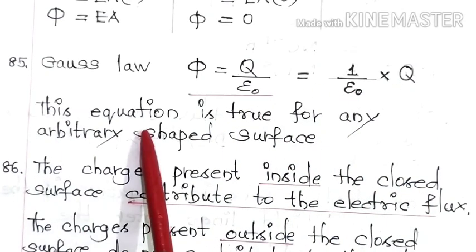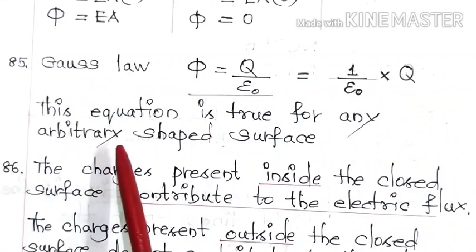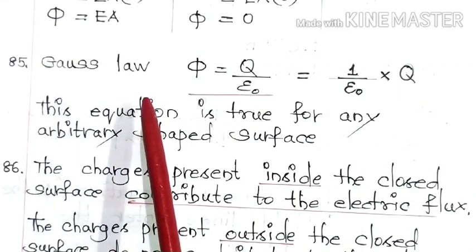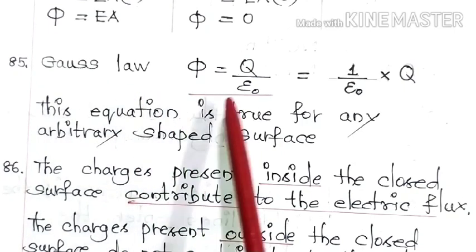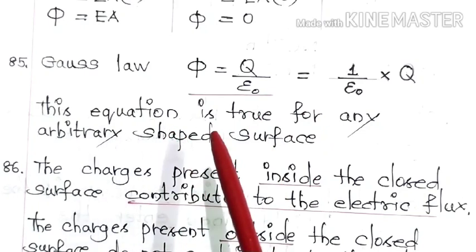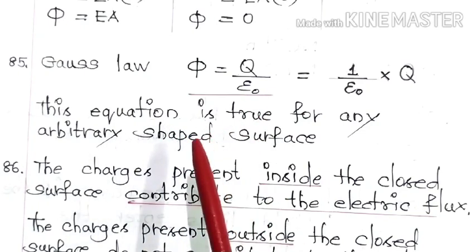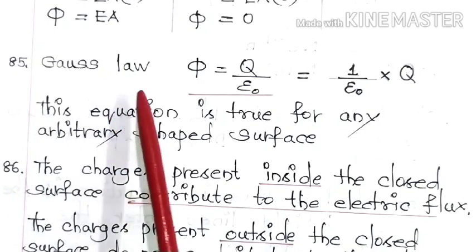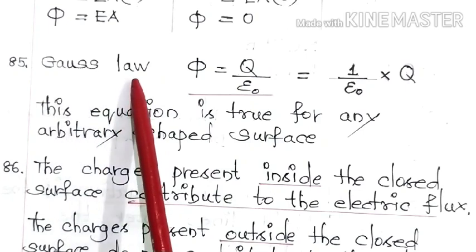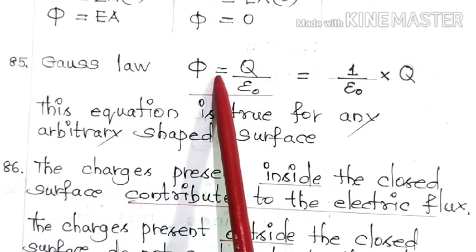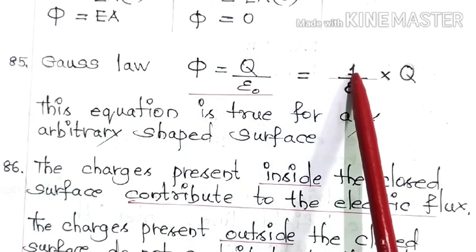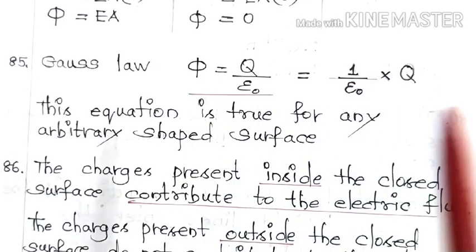This equation is true for any arbitrary shaped surface. It doesn't mean this law is applicable only to certain shaped surfaces, but it is applicable for any types of shaped surfaces. We'll be learning in detail about this Gauss law in future. Now just note down that the expression for Gauss law is phi is equal to Q by epsilon naught. How does it come? It comes because 1 by epsilon naught into Q.